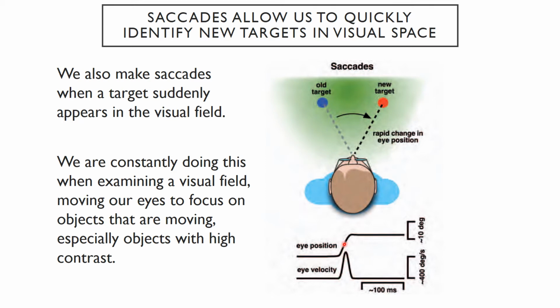Velocity is at its peak at this moment here, right in the middle, and it's very short. You can see 100 milliseconds is this length from this point to this point, and this is about 20 milliseconds. So it is moving over a period of about 20 milliseconds, and then it can target precisely this new point. Our eyes are constantly doing this when we examine any visual field, and we have a tendency to move our eyes to focus on objects that are moving, especially objects with high contrast.